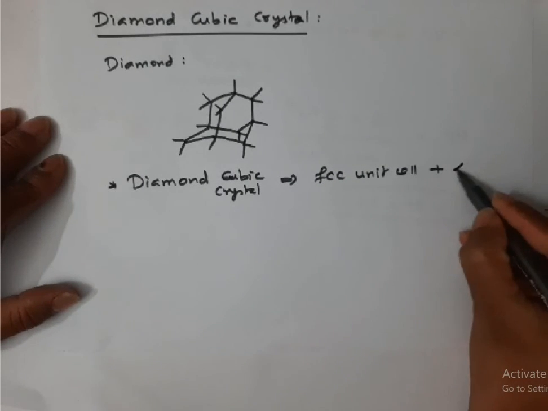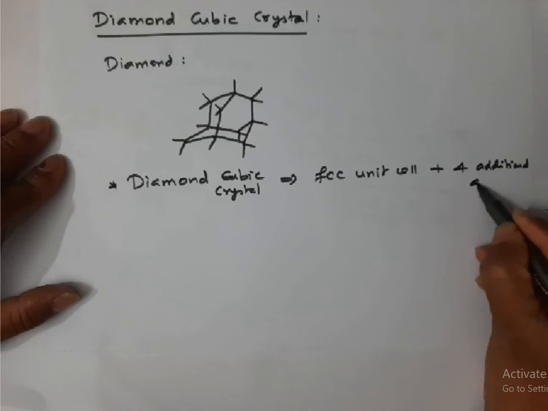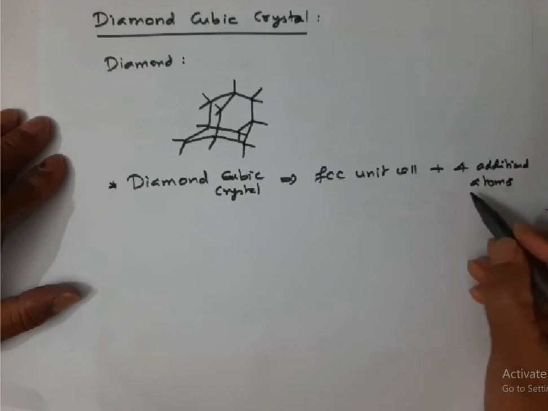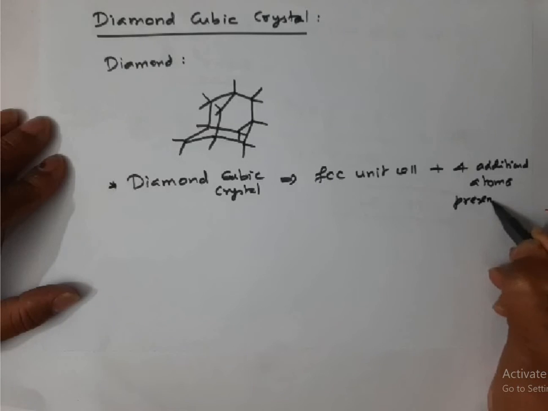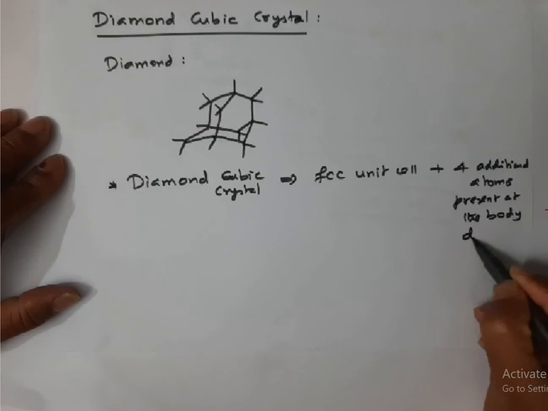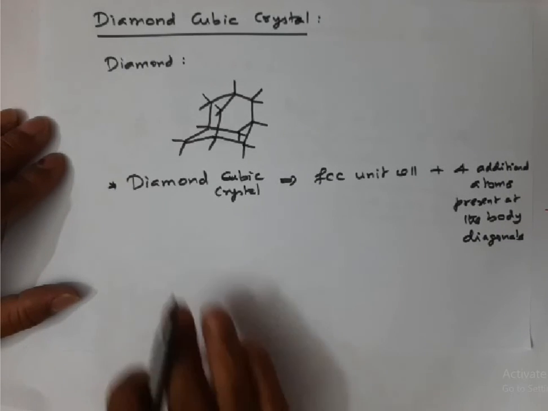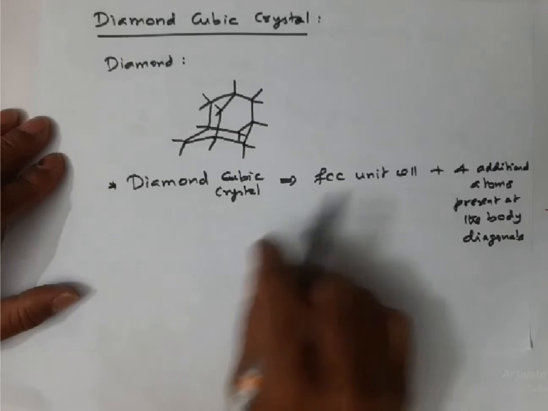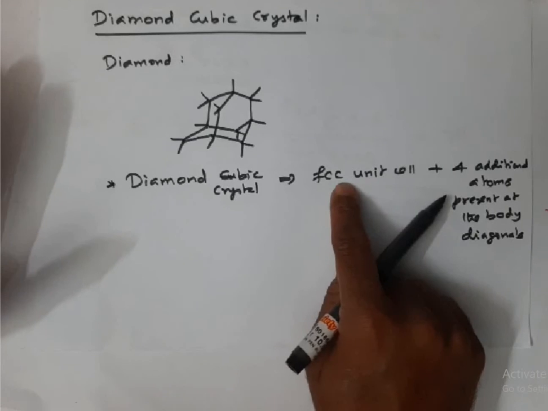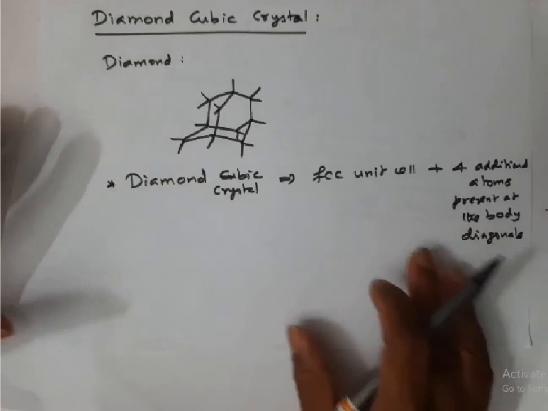plus 4 additional atoms present at the body diagonals. Diamond cubic crystal has FCC unit cell. In this unit cell, 4 additional atoms are present at the body diagonals. What is meant by that?